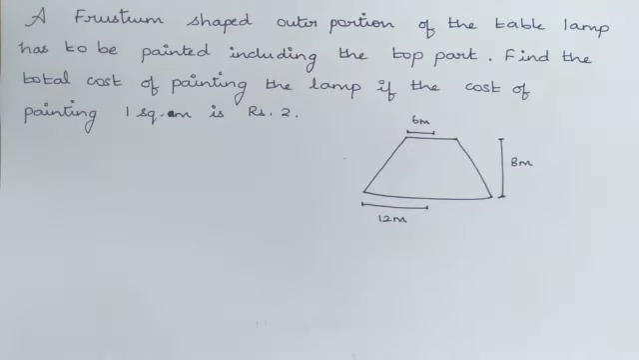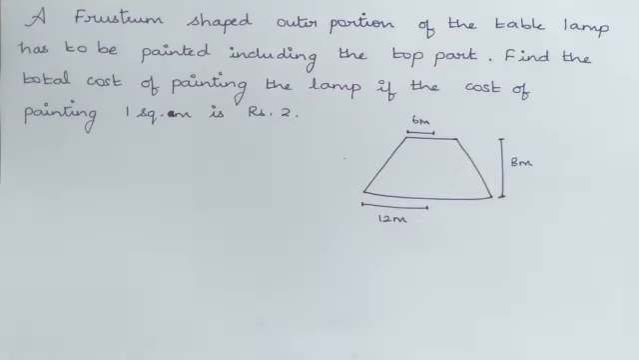A frustum-shaped outer portion of a table lamp has to be painted, including the top part. Find the total cost of painting the lamp if the cost of painting 1 square meter is rupees 2. So this is the question and this is the figure given for the question.